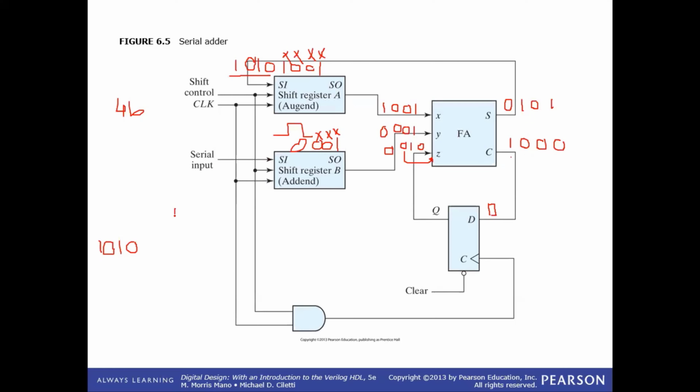Where did we start? We started at 1001 in A, and we had to add the contents of B, which was 0, 0, 0, and 1. So what's going to be the sum anyways? It's going to be 0, 1, 0, 1. And that's the same content that is available to us in this shift register A. Is that right? Yes, sir.